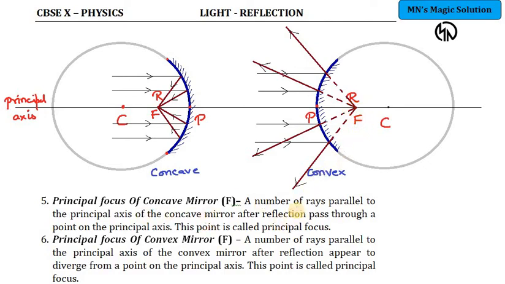So definition statement pathona, a number of rays parallel to the principal axis of the concave mirror after reflection pass through a point on the principal axis, and this point is called principal focus. Adave for convex mirror solnona, number of rays parallel to the principal axis of convex mirror after reflection, they appear to diverge from a point on the principal axis, and this point is called principal focus of the convex mirror.